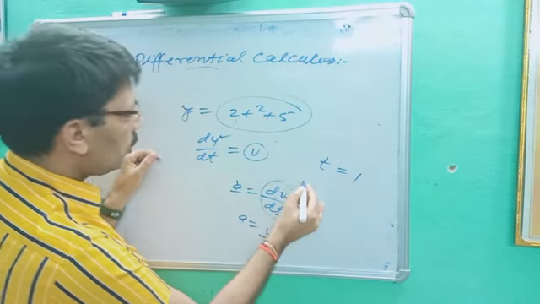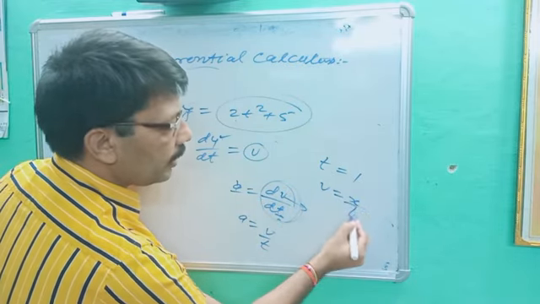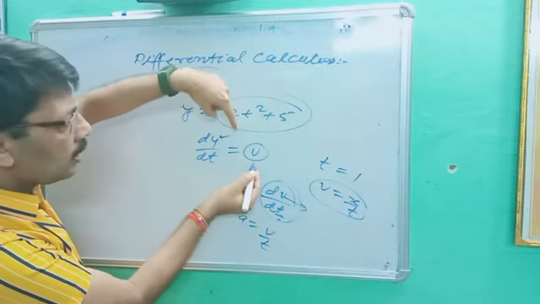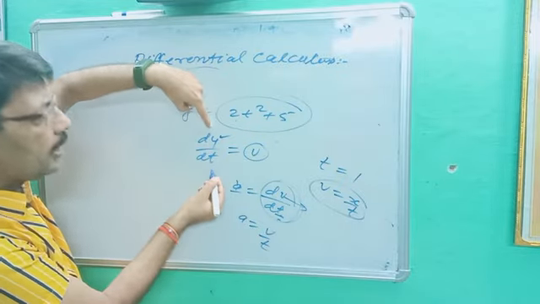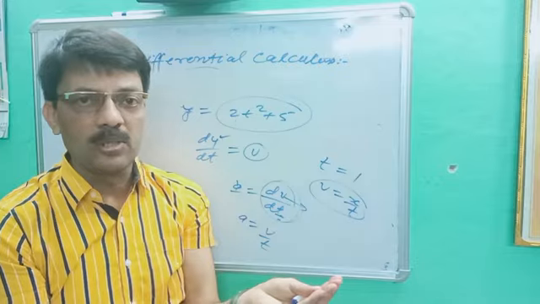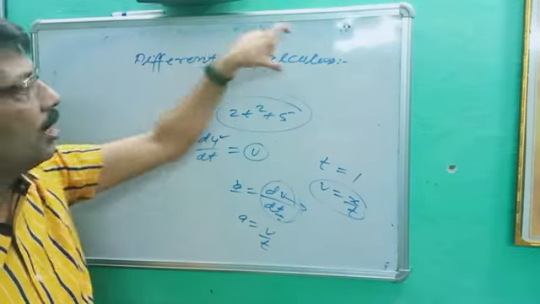In 9th standard you study that velocity is equal to distance upon time. Same thing we are doing here. It will become v is equal to dy upon dt. So this is the meaning of differential calculus.